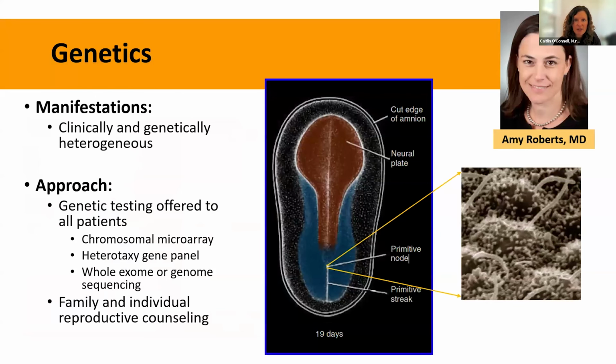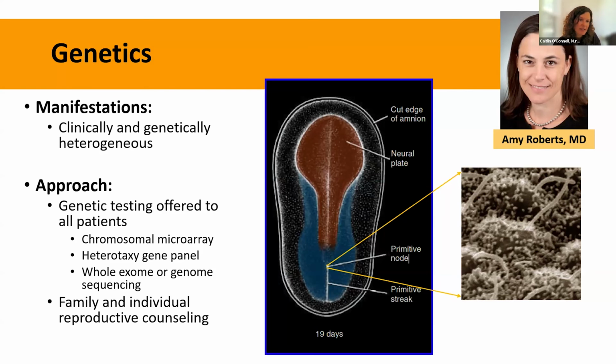Last is genetics. So this is Dr. Amy Roberts. She is our cardiac geneticist on the team. Heterotaxy is a clinically and genetically heterogeneous condition, which means that there's not just one known inheritance pattern. It can be inherited as a single gene change and in a recessive fashion or a dominant fashion. Sometimes heterotaxy is associated with other syndromes like Down syndrome, but sometimes not.